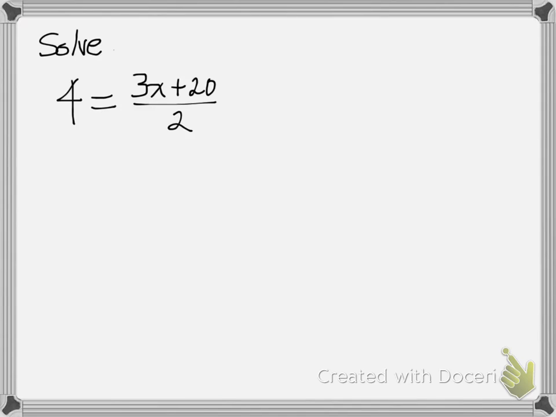Okay? So what happens on this one, it looks a little different because of that. It's a binomial up there, 3x plus 20. But whenever I multiply, I'm going to multiply by 2. I'm going to multiply by 2. Does everybody see that? Everybody okay with that?